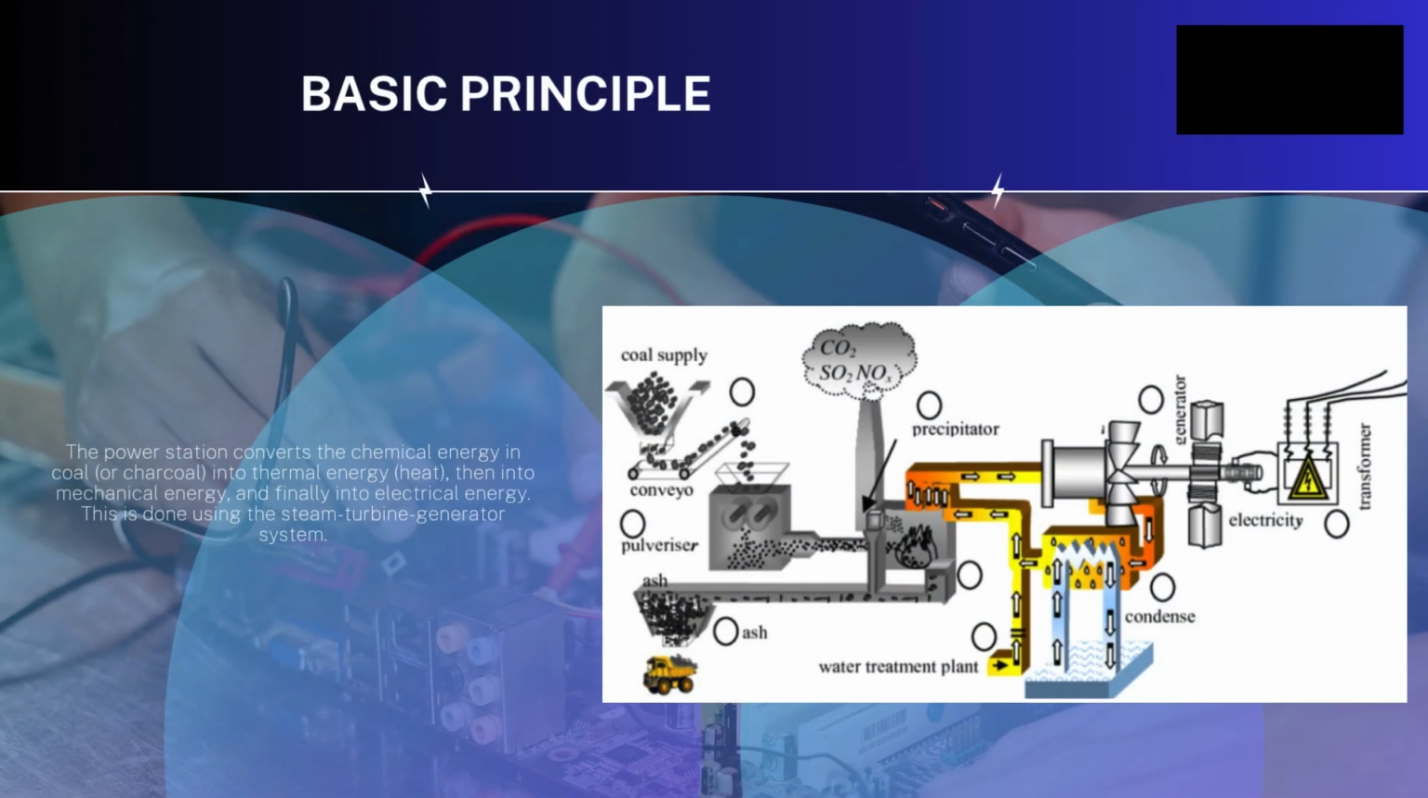Next, basic principle of the power station. Let me explain the basic principle behind how the power station works. The process starts with the chemical energy in coal or charcoal. When we burn the fuel, it releases thermal energy or heat. This heat turns water into steam, which moves the turbine and creates mechanical energy. Finally, the mechanical energy is converted into electrical energy by the generator. This whole process is known as the steam turbine generator system.